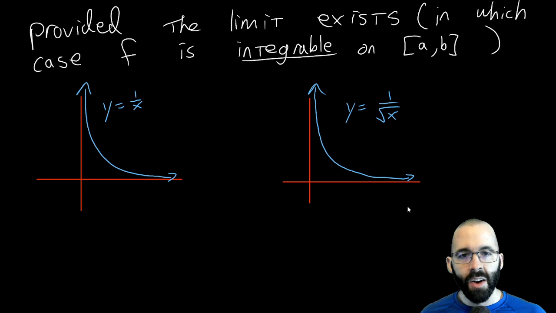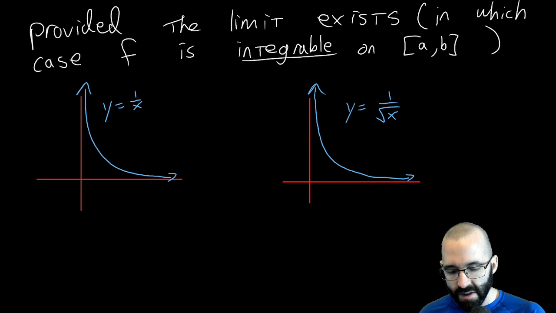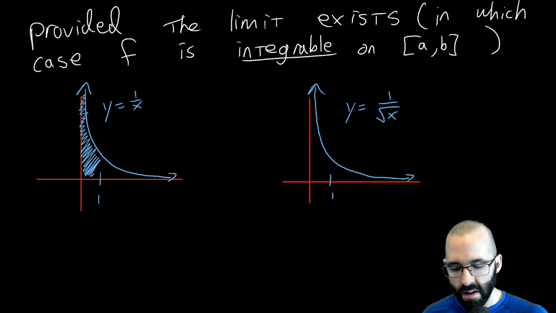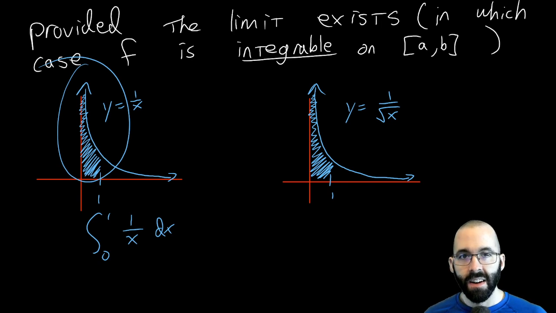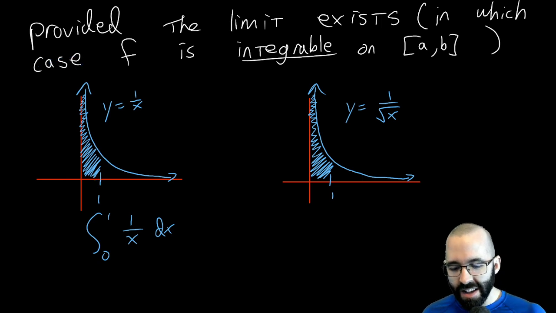All right, now area is the definite integral. So if let's say this is 1, then the integral from 0 to 1 is the area from 0 to 1. Well, it turns out in this first one, the integral from 0 to 1 of 1 over x dx doesn't exist. The limit doesn't exist. This is infinitely much area because there's an asymptote. Well, not just because there's an asymptote, but there is an asymptote. This is infinitely big.